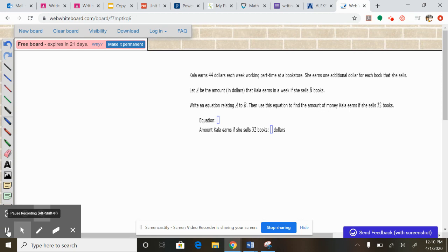So again, I'm looking for what I'm starting with and what my change is. In this case, Kayla's going to earn $44 each week, no matter what. That's her base pay. That's what they pay her. So she's going to start out with 44 no matter what. But she earns an additional dollar for each book that she sells. So basically, her starting point, her B or her y-intercept, is 44. And then she will earn an additional dollar for every book. So she's rising and running, rising $1 for every one book she sells.